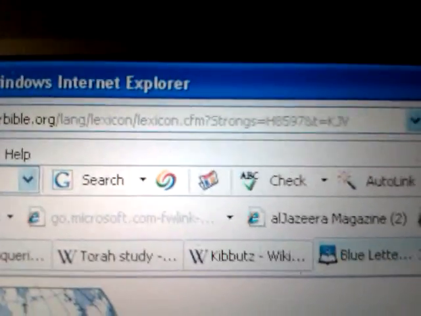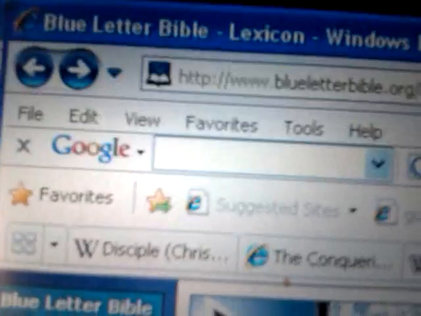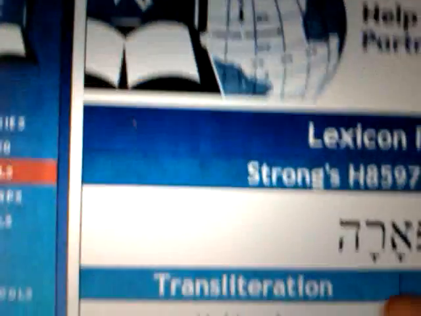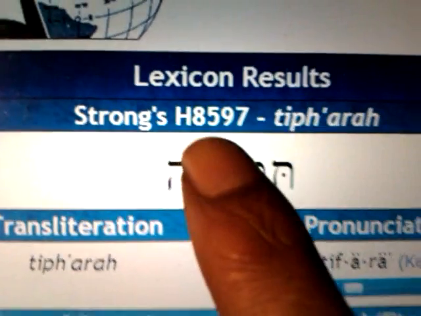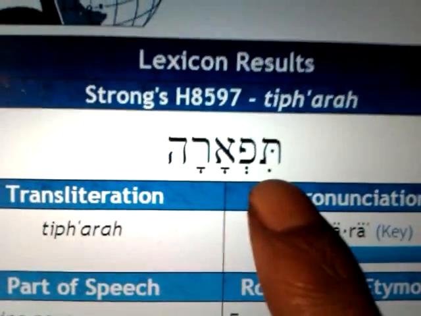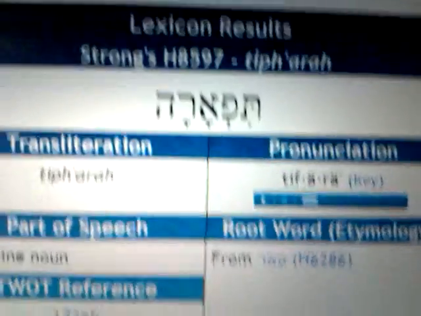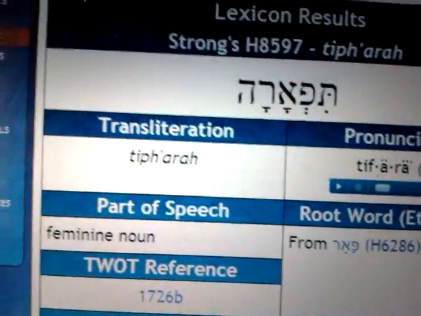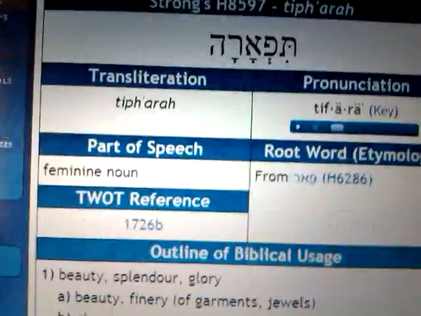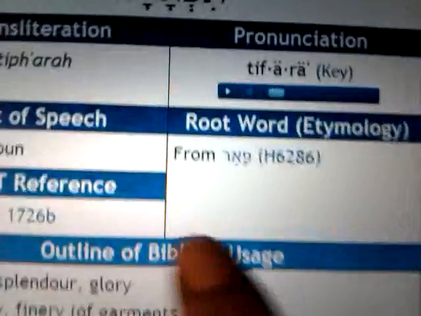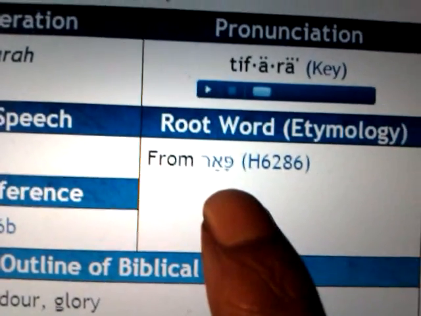This is the Blue Letter Bible, as you can see. This is the free search that one can go to at the Blue Letter Bible. Now here, this is the 8597 TIPHARAH. Now let's look at what some of the references are to this, and what we're showing you is live and direct. Now here is the root. Here's the root.